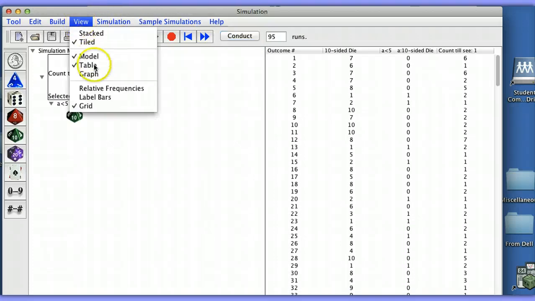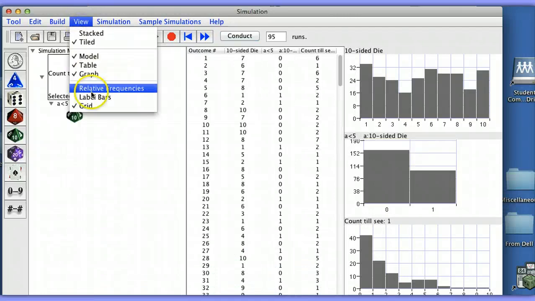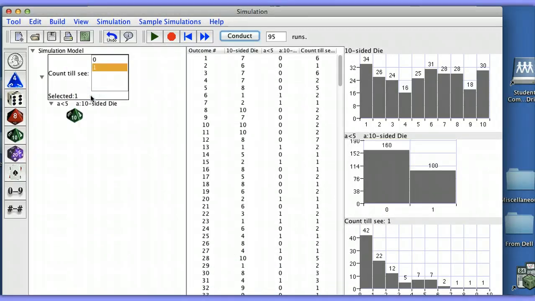Let's take a look at a graph. And let's add the counts to the top of the graph. So we can see that there was 42 times where we saw a type A donor right away, 22 times where it took 2 tries, 12 times where it took 3 times, and so on.